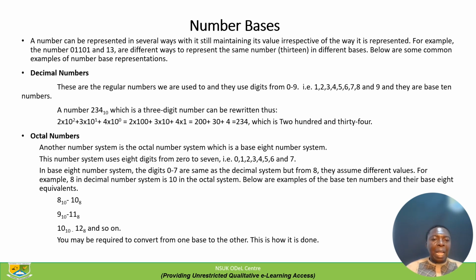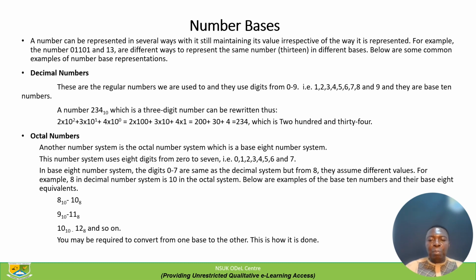We have the octal number. The first we have dealt with is the decimal, now the octal number. Another number system is the octal, which is a base 8 number system. This system uses 8 digits from 0 to 7, so we have 0, 1, 2, 3, 4, 5, 6, and 7. In the base 8 number system, the digits 0 to 7 are the same as in the decimal system, but from 8 they assume different values. For example, 8 in the decimal number system is 10 in the octal system.